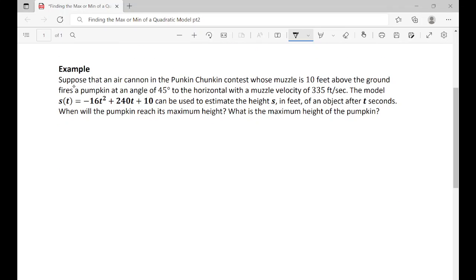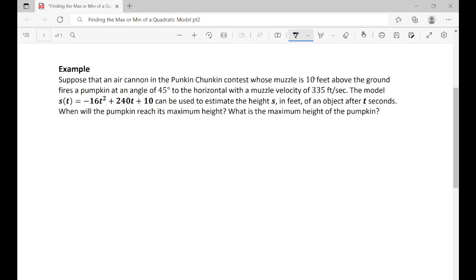So, suppose we have an air cannon in the pumpkin chunkin contest whose muzzle is 10 feet above the ground that fires a pumpkin at an angle of 45 degrees to the horizontal with a muzzle velocity of 335 feet per second. The model S of t equals negative 16t squared plus 240t plus 10 can be used to estimate the height s in feet of an object after t seconds. When will the pumpkin reach its maximum height, and what is the maximum height of the pumpkin?